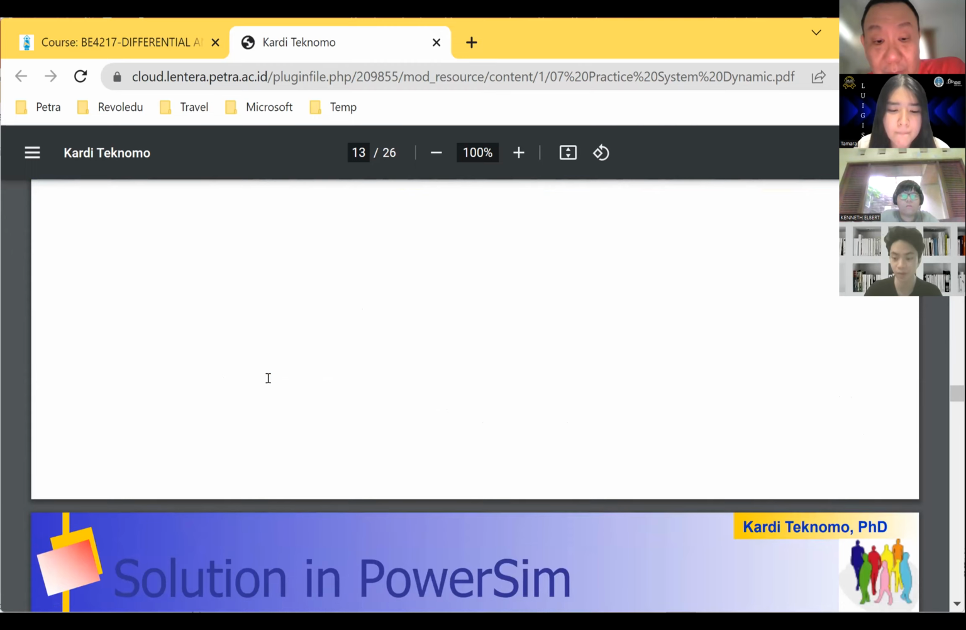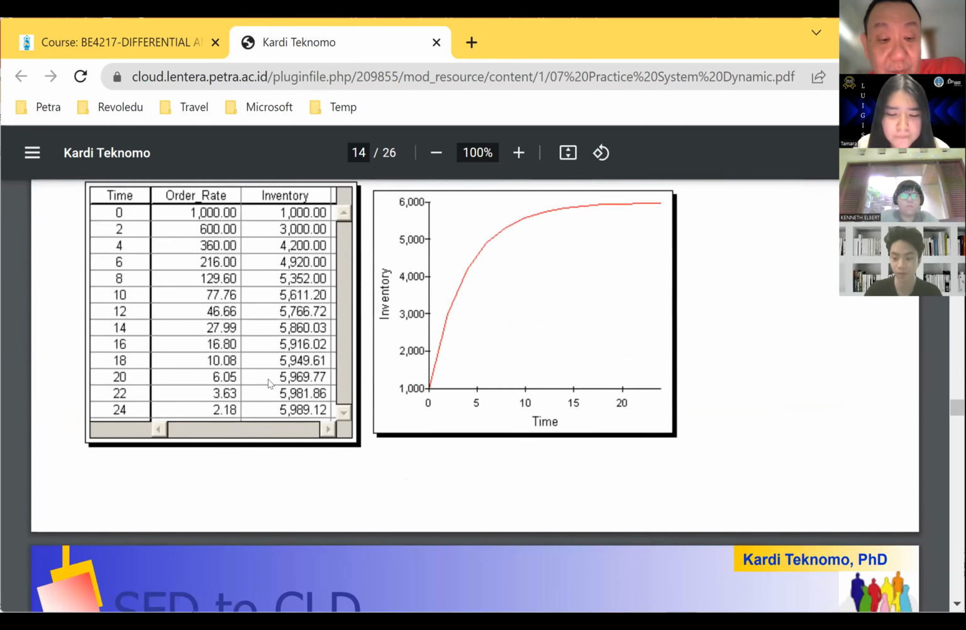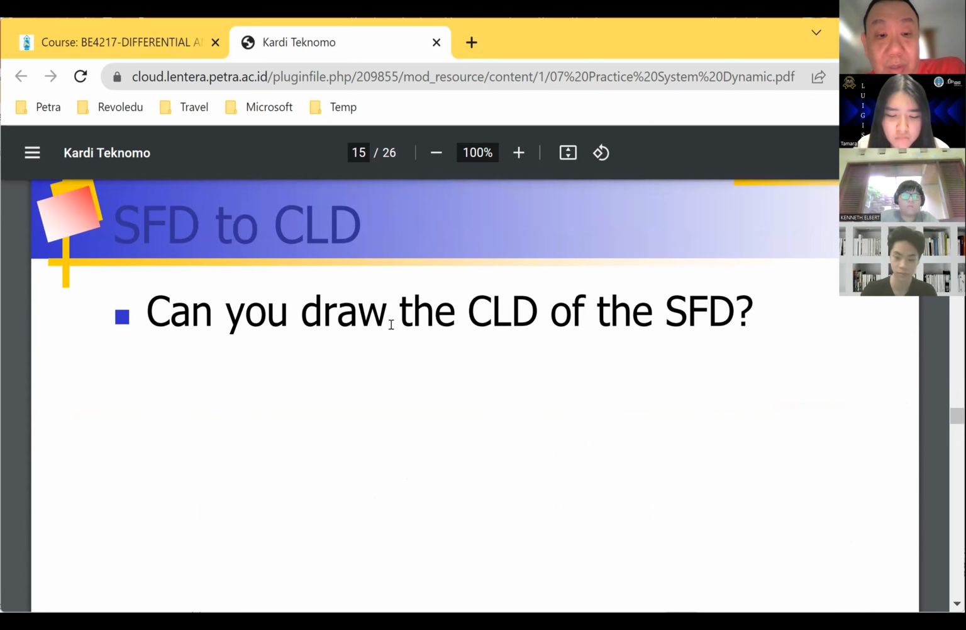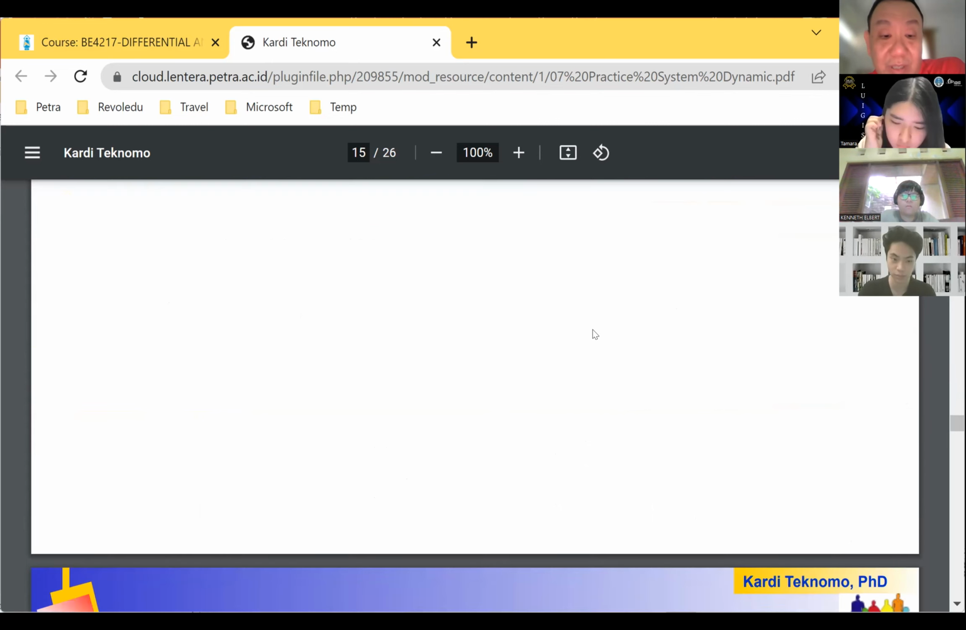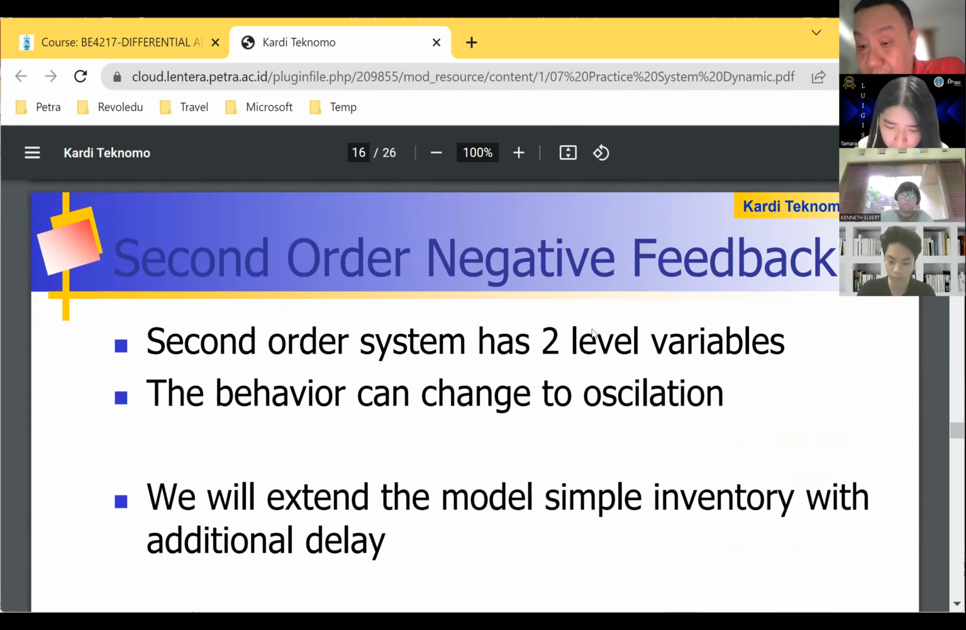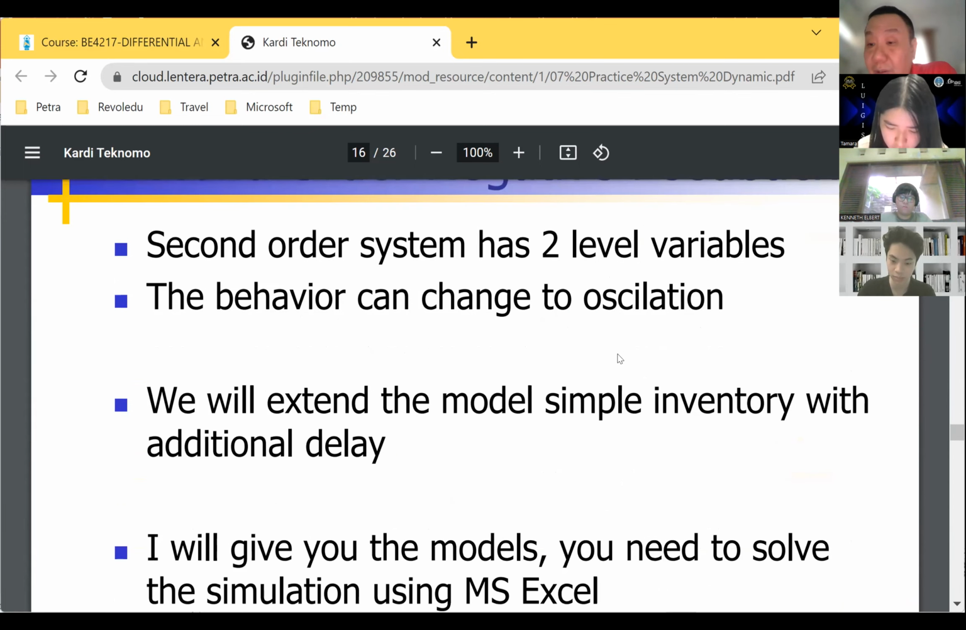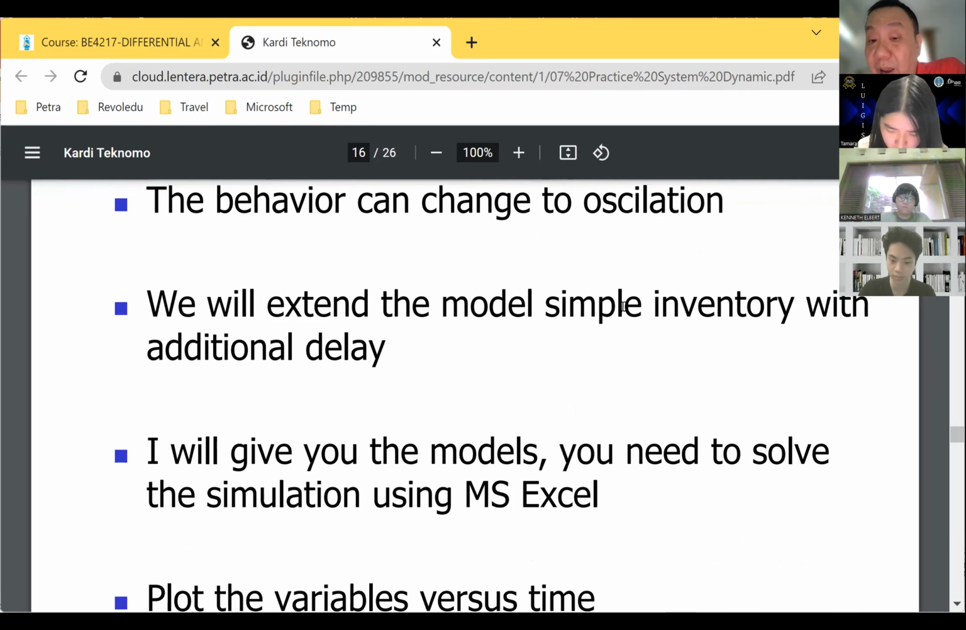So now, this is in the software, and then you draw the CLD and the flow diagram. The last one is this one, second order now. Remember, each order represents one level. If you have second order, it means you have two levels. So a second order system will have two level variables, and it will become oscillation.